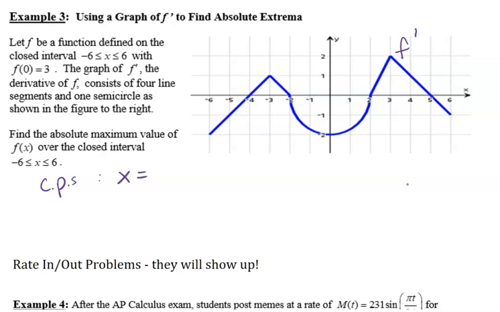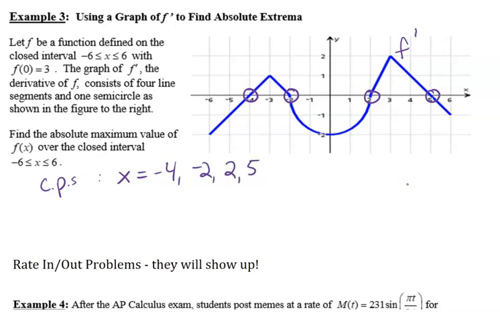So for our critical points, let's start by asking, where does this function f prime equal 0 or not exist? Well, it exists everywhere on -6 to 6. Don't get confused. I don't want to know where the derivative of this doesn't exist. I want to know where this function doesn't exist, but it's defined everywhere on the closed interval. It does equal 0, though, at -4, -2, 2, and 5.